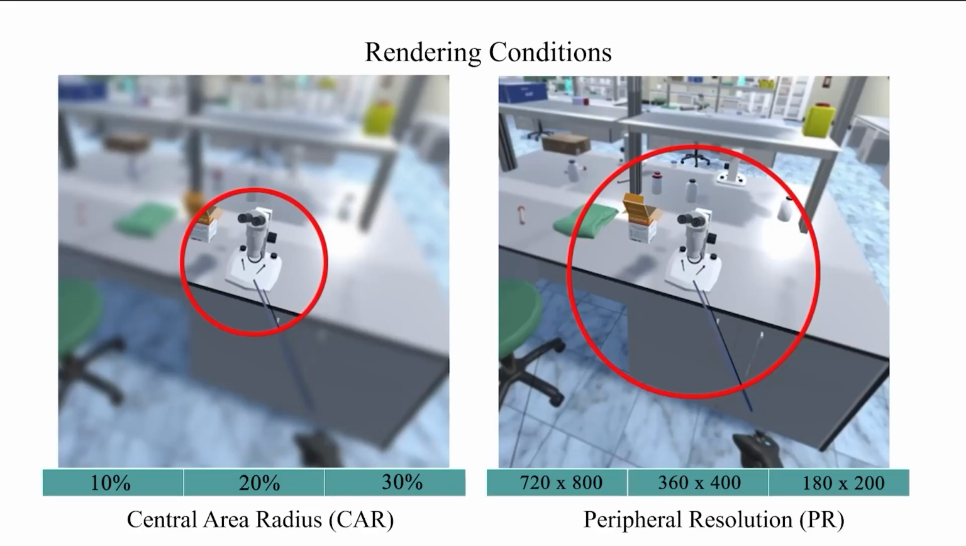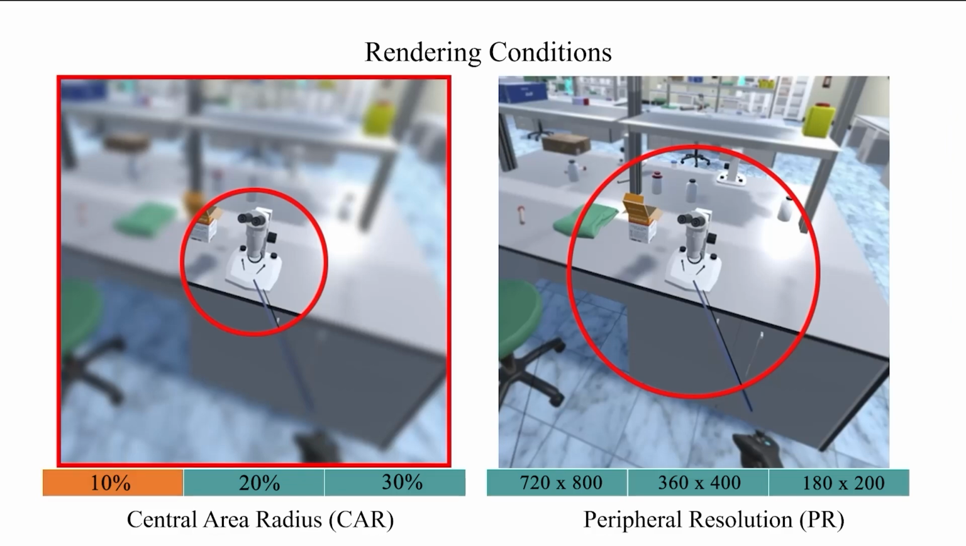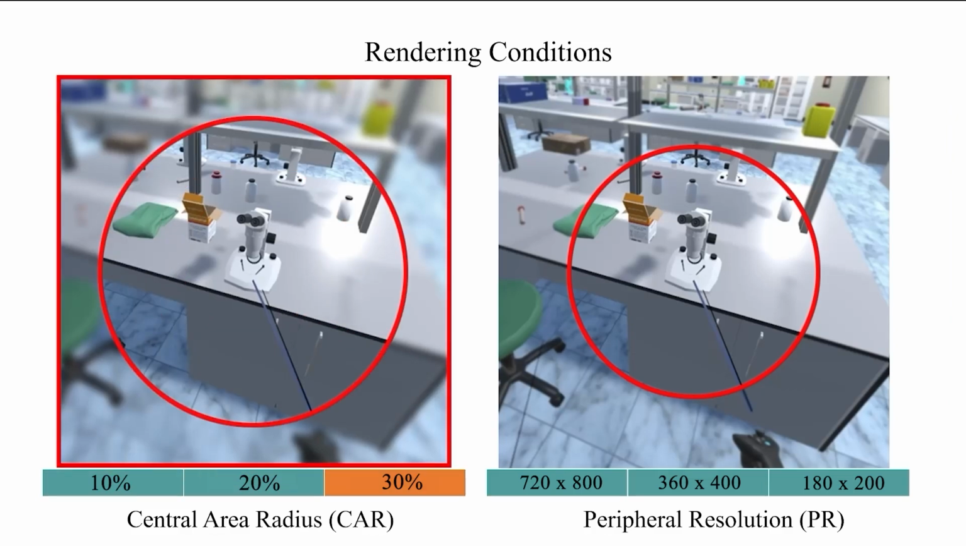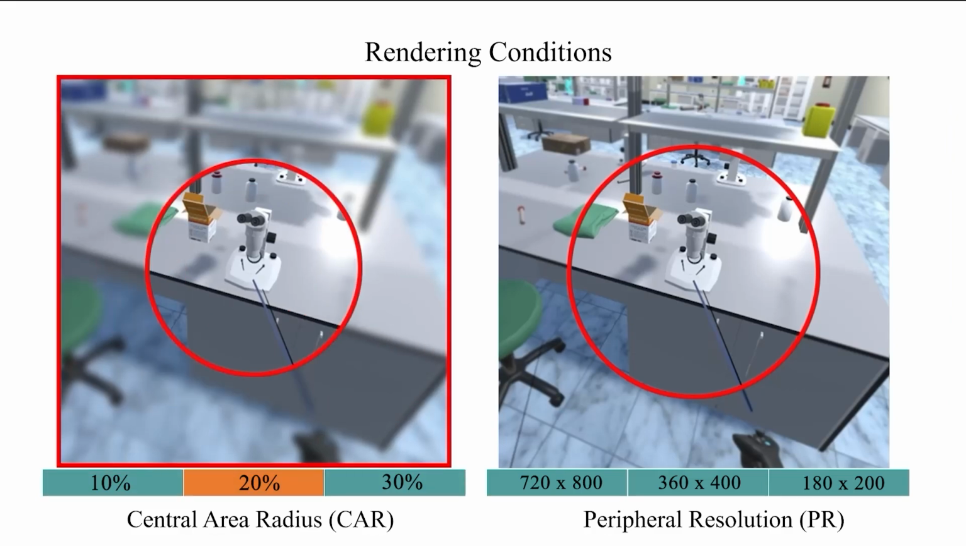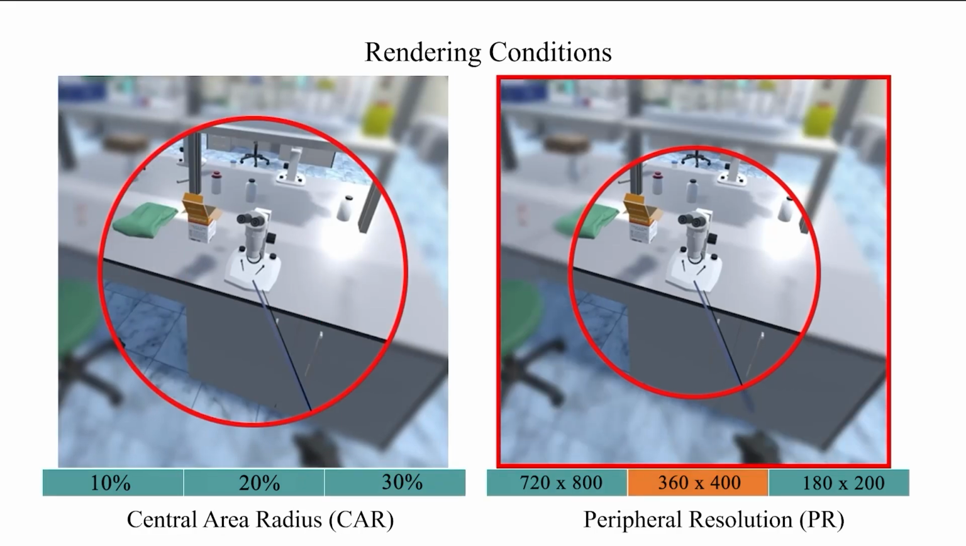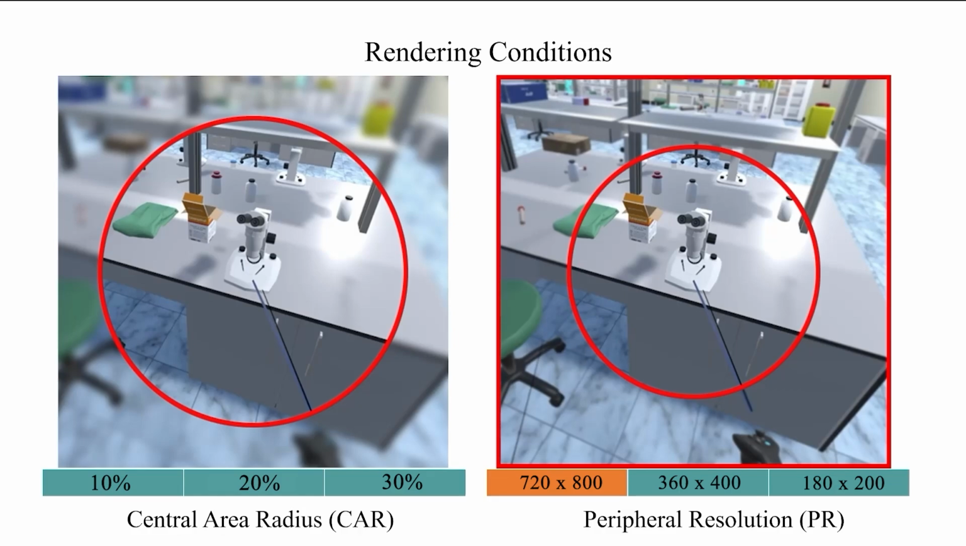Two key rendering conditions in VR are investigated. Central area radius controls the radius of the high-resolution field of view at the center of the user's VR view. Peripheral resolution defines the resolution of the peripheral regions outside the central area.